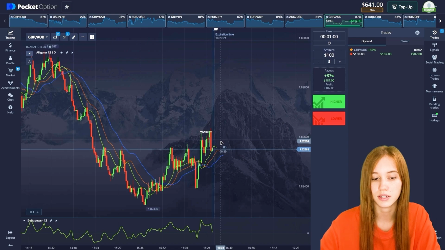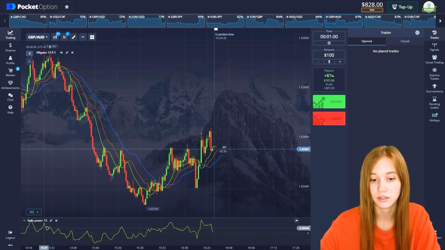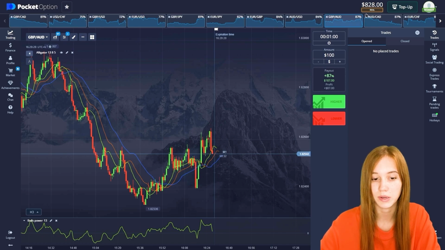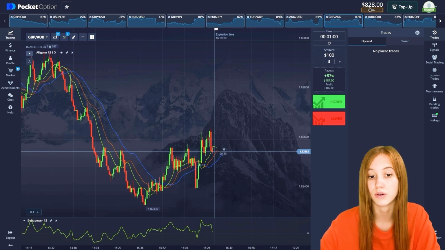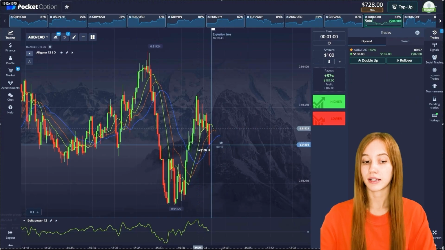6 seconds until the end of the deal. The drawdown occurs and we close the deal with a profit. The balance is $828. So, next concept, let's open up and start technical analysis.